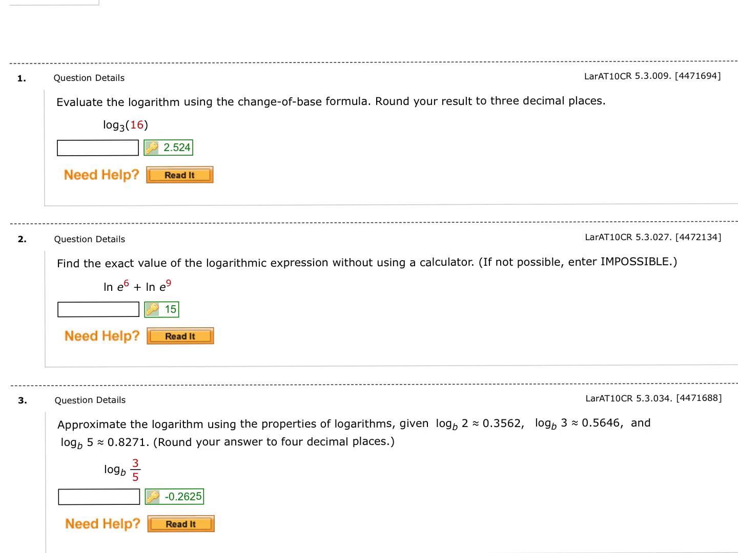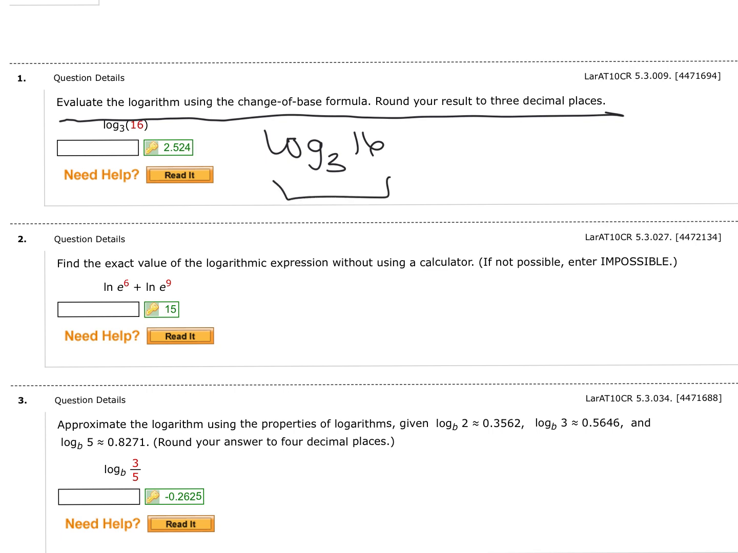Hello, this video is to help you with section 5.3, which are properties of logs. On the first few, at least on number one, we're going to use the change of base formula. So if you have the log of 16 base 3, some of your calculators may allow you to type that in just as it looks.